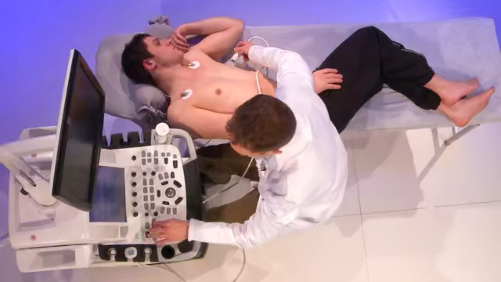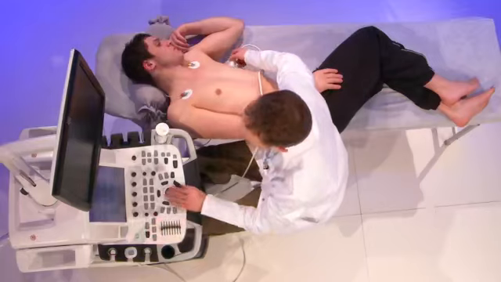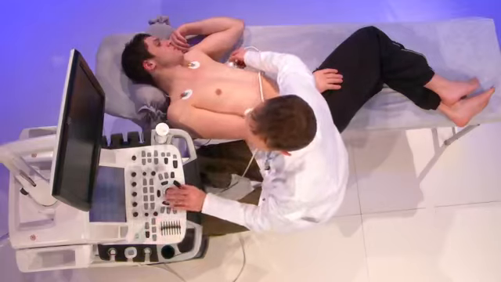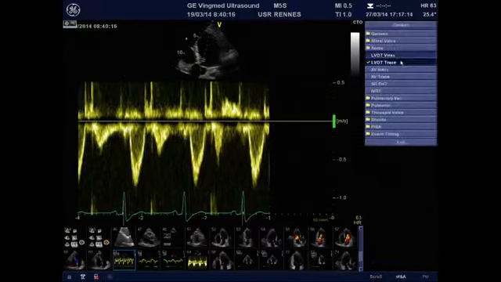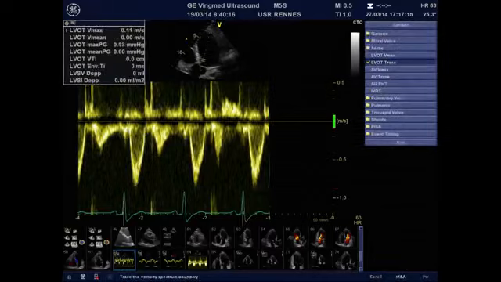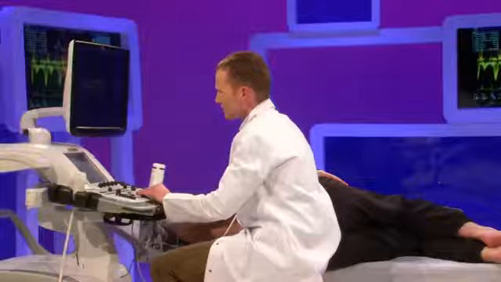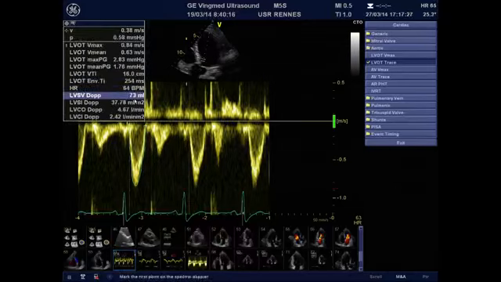Then I go to the apical 4-chamber view and I will use the pulse Doppler in the left ventricular outflow tract to get this tracing. So we have here a left ventricular stroke volume of 37 milliliter per meter square. We have a cardiac output of 4.6 liters per minute and a cardiac index of 2.4 liters per minute per meter square.